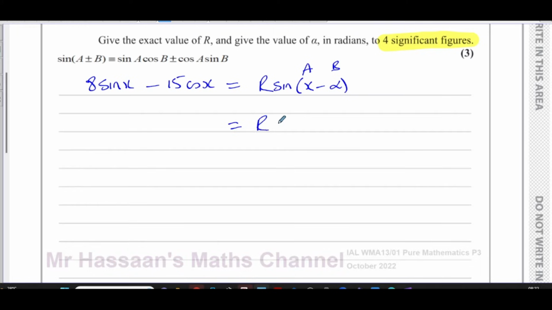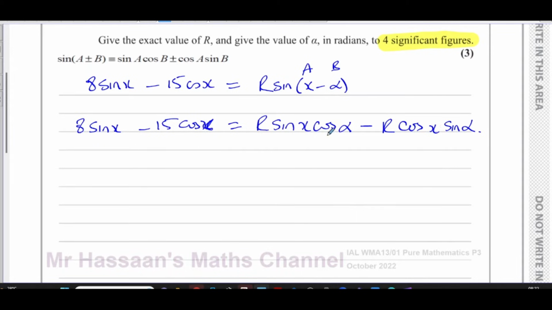So you have r sine A. Now our A is x, cosine B, so cosine alpha. Now there's a minus here, so there's a minus between them. And remember that r is multiplying both these terms. So r times cosine of A, which is x, and sine of B, and our B is alpha. So cosine x, sine alpha. So that's how this will split up. So you have 8 sine x minus 15 cosine x is equal to this.